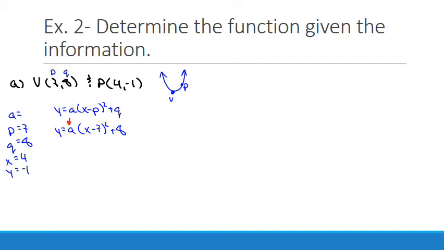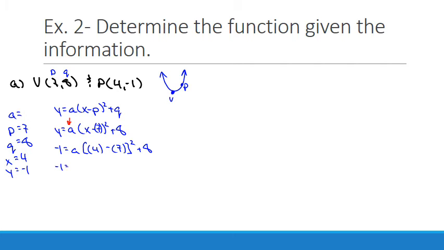It has to be on the parabola. 4 and 1 is what we're provided here. So negative 1 equals a times (x is 4 minus 7) squared plus 8. I should have put 7 in brackets up here too. I like using brackets, as you know. Then I'm just going to take my time and solve this equation for a.